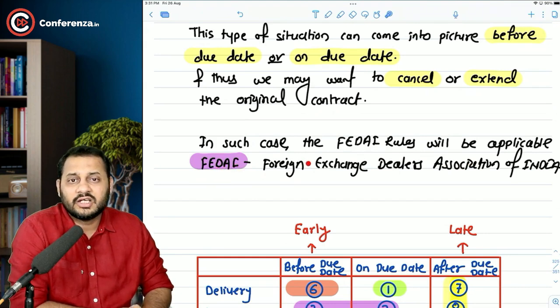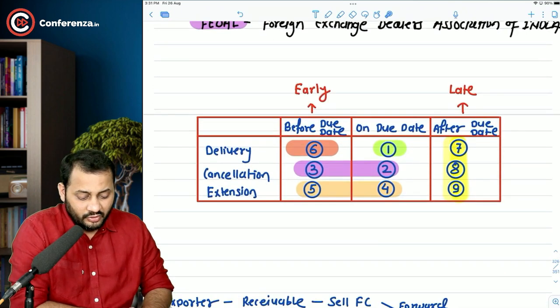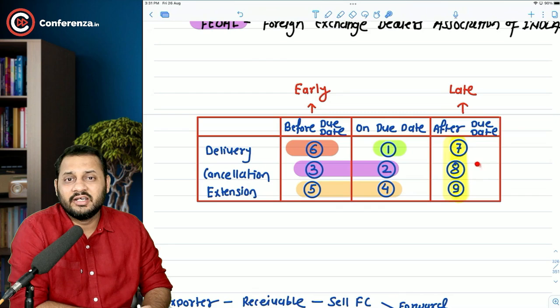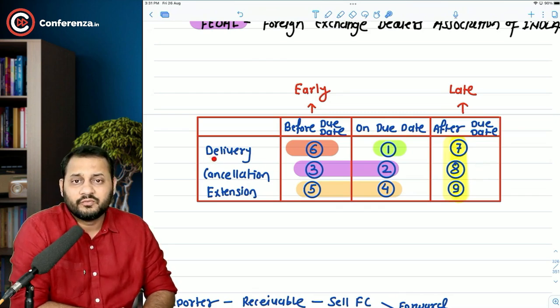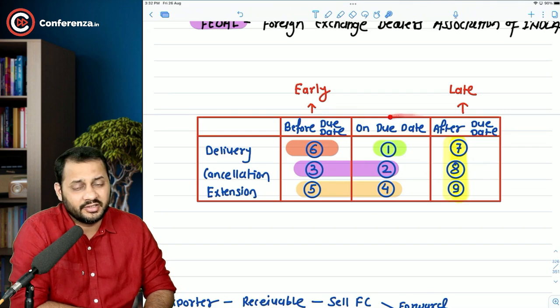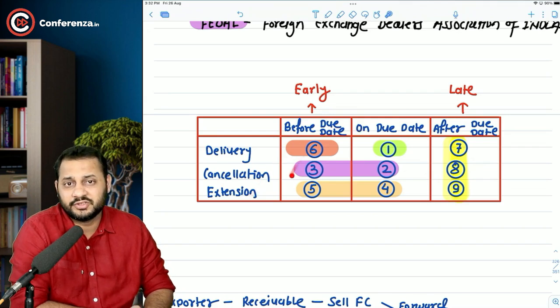So FEDAI rules are applicable, and there are lots of rules that you need to know for the Forex dealer, for the Forex transactions. So all in all, we are going to discuss these 9 different situations. Now, we have divided the type of situation under 3 categories and the timing under 3 categories. So 3 into 3, 9 different situations will be there.